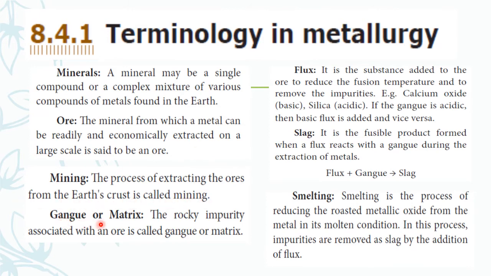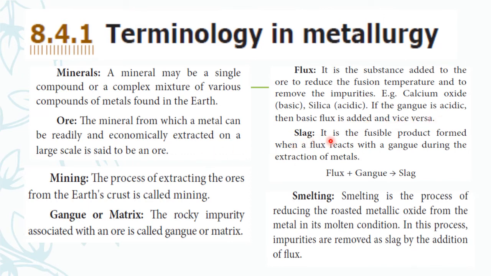Next, gangue or matrix. The rocky impurity associated with an ore is called gangue or matrix. Next, flux. It is the substance added to the ore to reduce the fusion temperature and to remove the impurities. Example, calcium oxide. Silica is acidic. If the gangue is acidic, then basic flux is added, and vice versa.